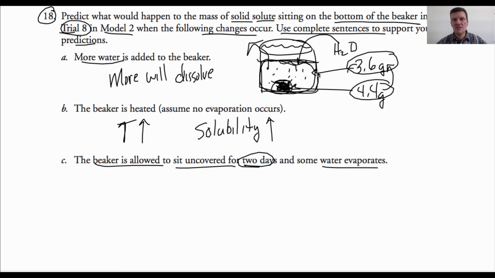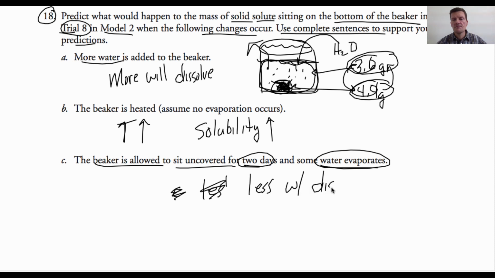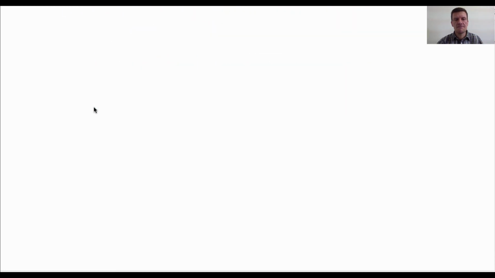Some of these crystals that are dissolved in the water are actually going to be formed, are going to be visible. They're going to turn into visible solid crystals. And the 3.6 is going to go down, the 4.4 is going to go up because the water is being taken out. So less will dissolve. Okay? Those are great little questions for you to see if you really understand what is happening here with solubility. All right?